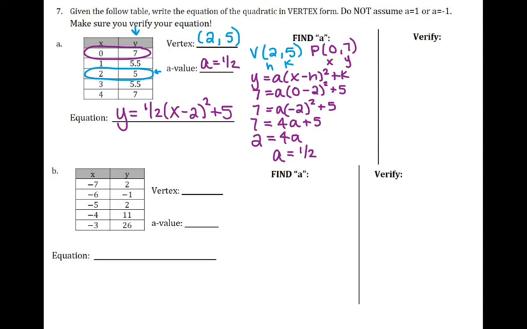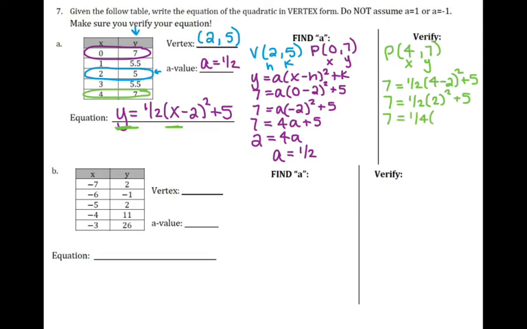And of course, we must verify. I'm going to go ahead and use this point down here. So the point I'm using to verify is 4, 7. That is my x and my y, but now I'm going to plug it into this equation because I want to make sure that it is correct. So I have 7 equals 1/2 times (4 minus 2) squared plus 5. Order of operations, parentheses first. 2 squared is 4. Whoops. 1/2 of 4 is 2, and of course 2 plus 5 is 7.